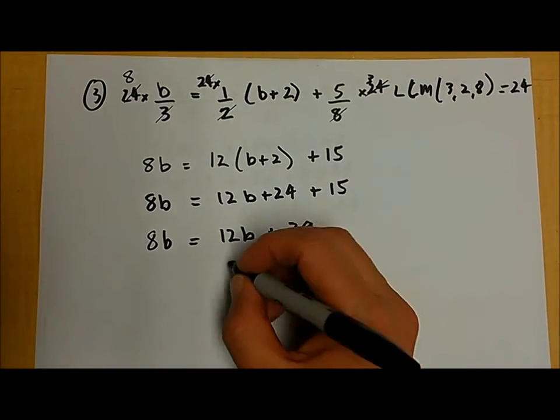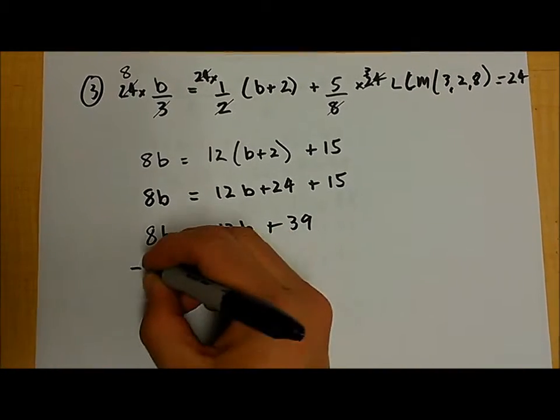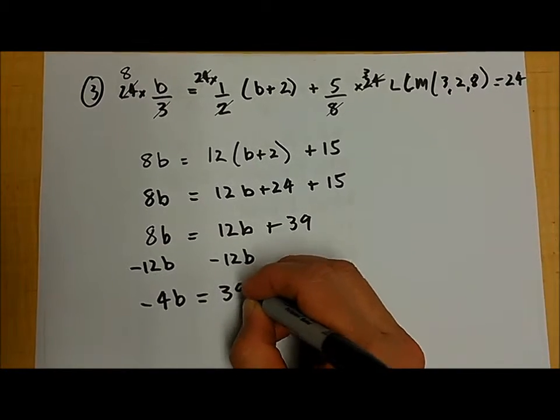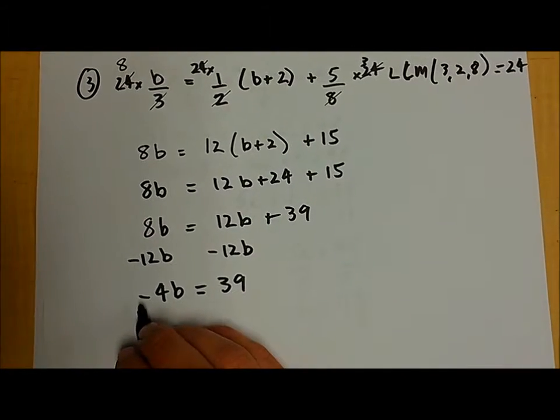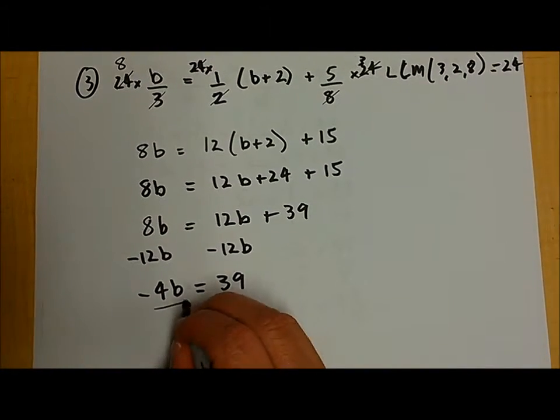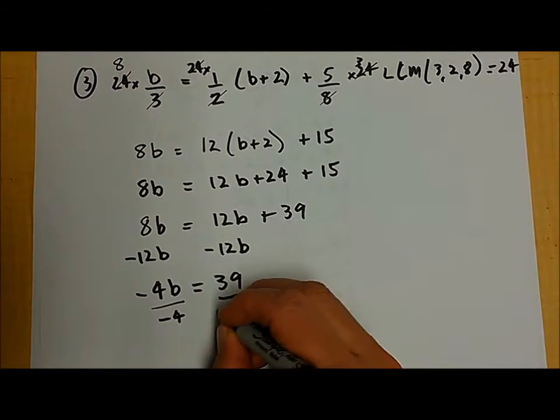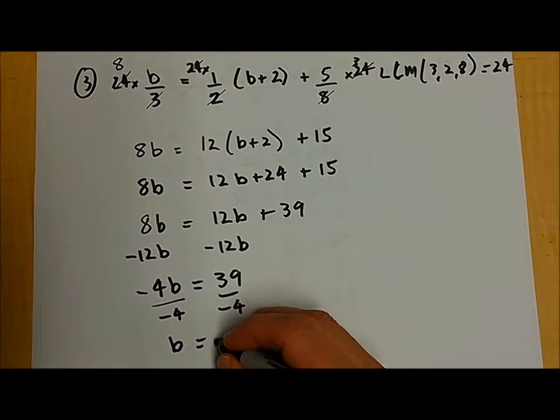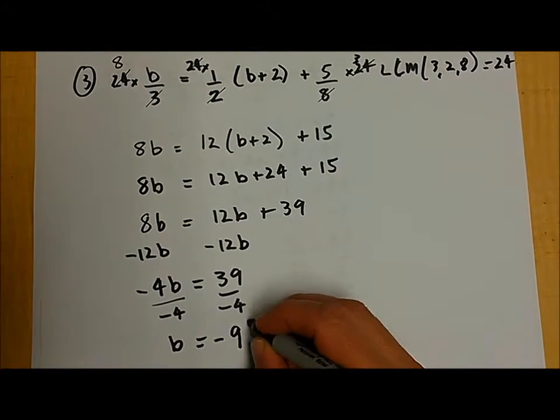Bring my pronumerals to the same side, subtract the 12b. Negative 4b equals 39. Remembering this means negative 4 times b, and it's a times I'm interested in, so I'm going to divide by a negative. I'm going to get b is equal to negative 9 3/4.